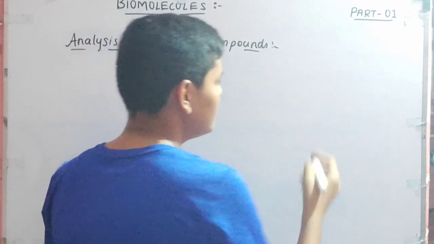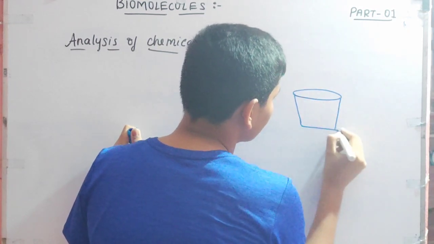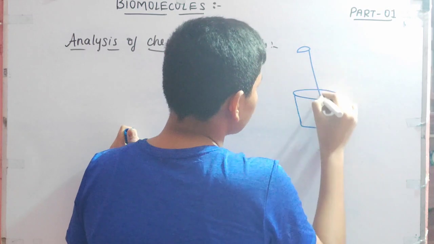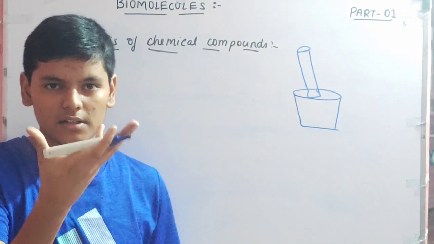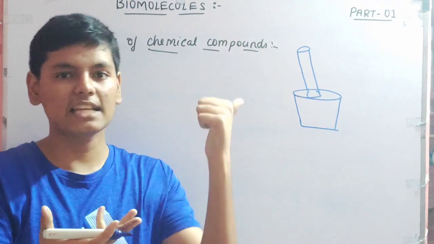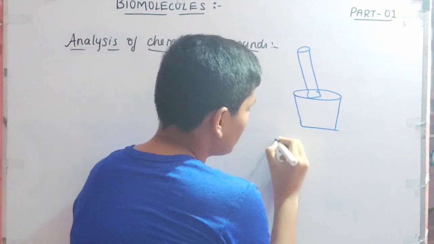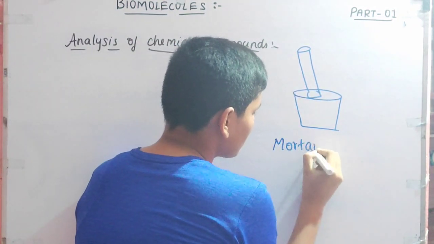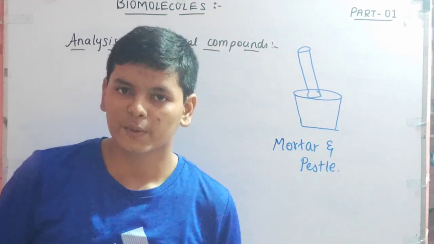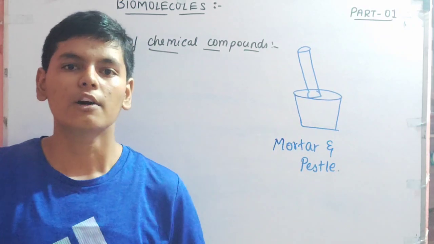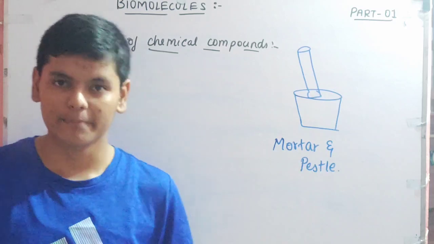What is mortar and pestle? This system is known as a mortar and a pestle, in which we have a small box like thing over here and a stick on the top of which, by which we used to grind it. So this is known as mortar and pestle. So what we have to do is we have to take a liver cell or we have to take a vegetable cell. Some cells we have to put inside the mortar and pestle.